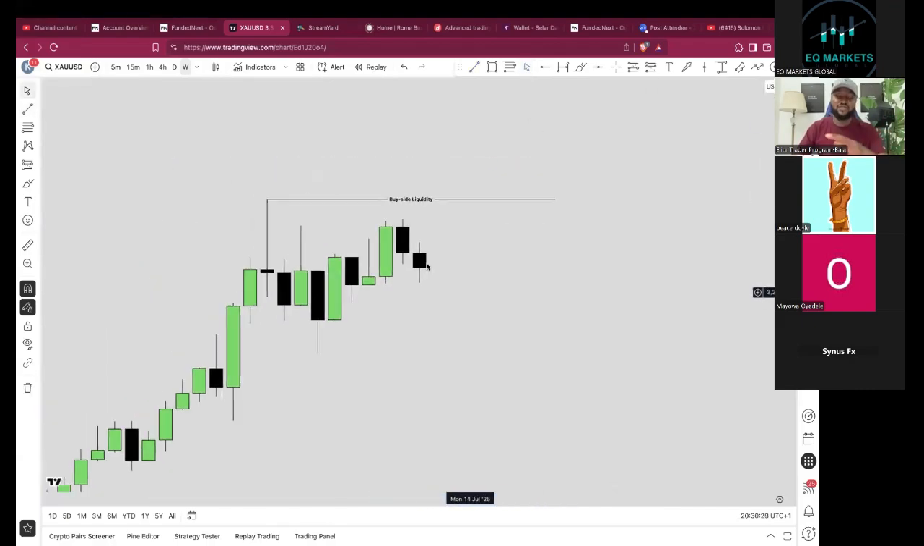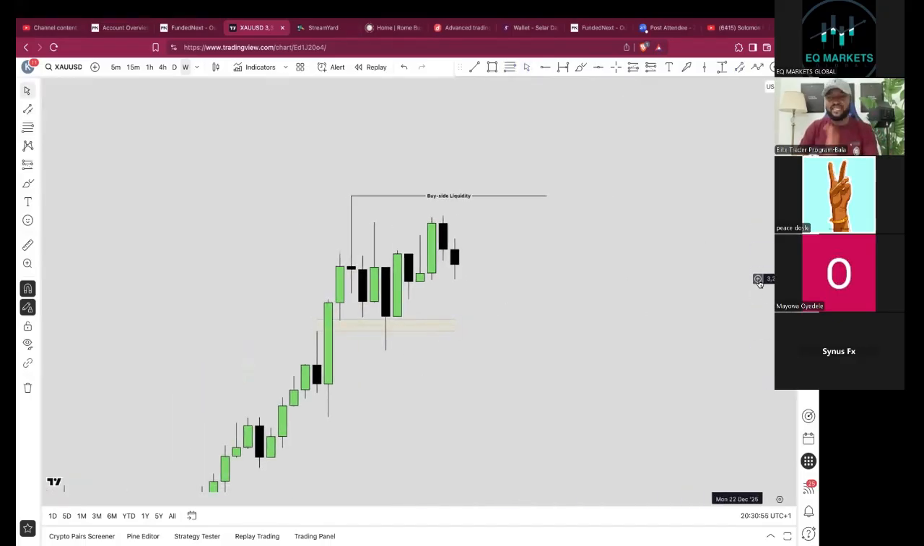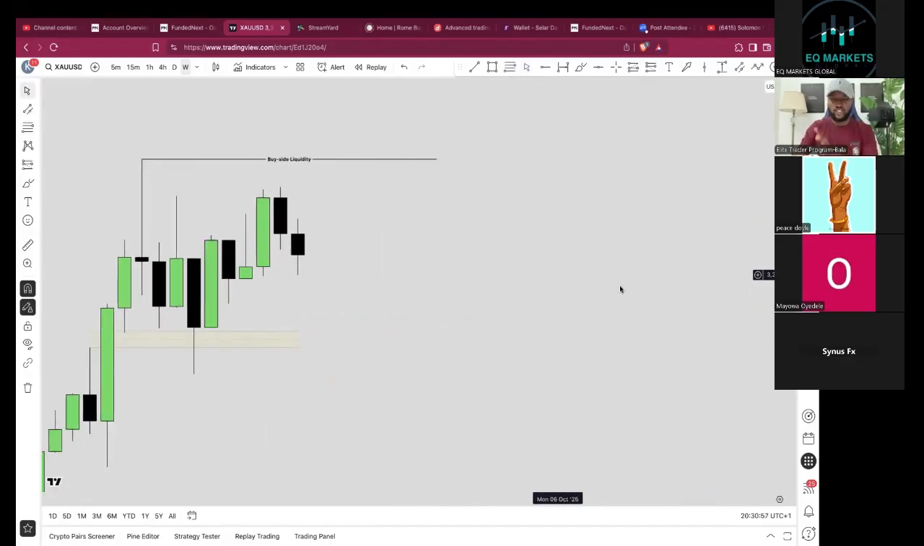The liquidity that is resting above price level is called buy side liquidity, and it is found above old highs. If you're looking for sell side liquidity, it is found below old lows. And what happened before that? Price did well to balance this imbalance and attempted to go and attack liquidity. So this is exactly the model I was teaching you.